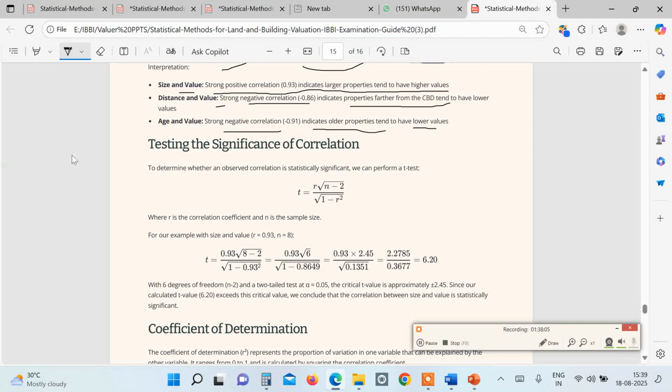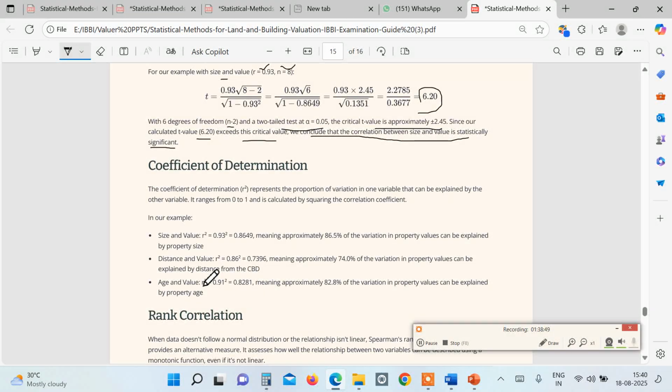Testing the significance of correlation. To determine whether an observed correlation is statistically significant, we can perform a t-test. This is the formula for that. For example, with size and value, let us suppose r is equal to 0.93 and n is equal to 8. You put in all the values, and it comes out to be 6.20. With 6 degrees of freedom, n minus 2, and a 2-tail test at 0.05, the critical t value is plus or minus 2.45. Since our value of 6.20 exceeds the critical value, we conclude the correlation between size and value is statistically significant.